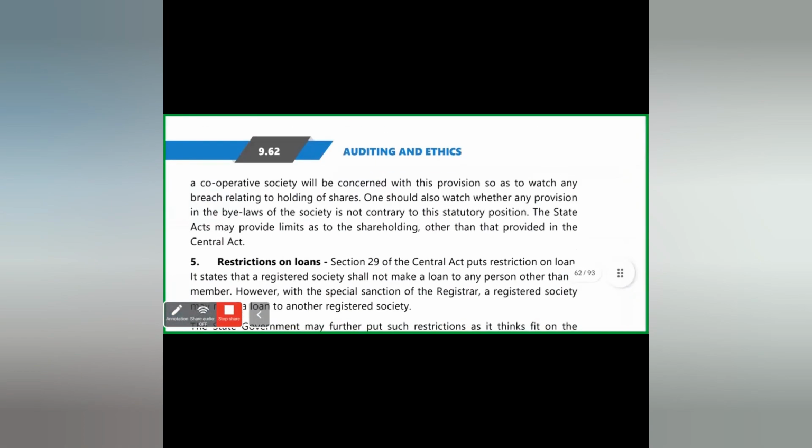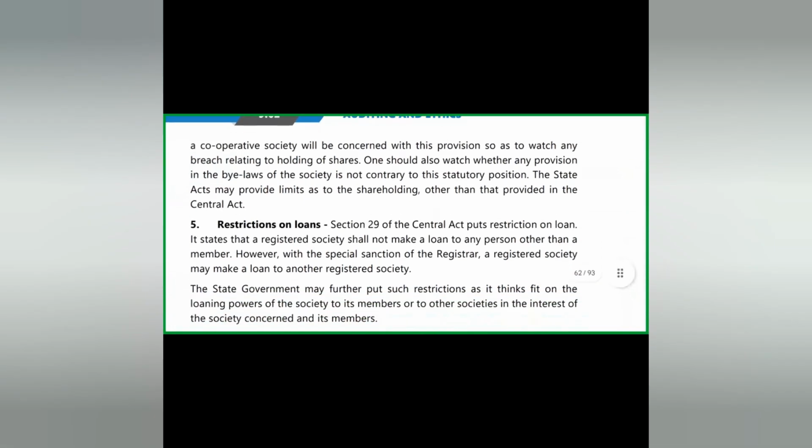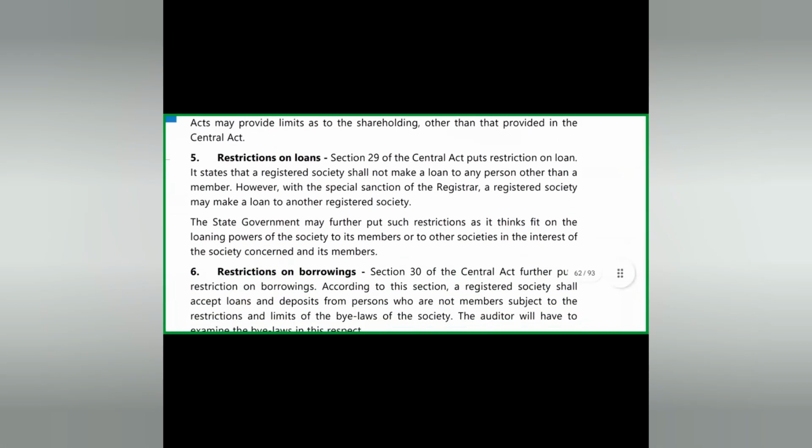So the auditor of the cooperative society will be concerned with this provision so that any provision in the bylaws of the society is not contrary to, contradicting or opposite to this statutory position. Now there are restrictions on loan. Section 29 of the Central Act puts restrictions on loan. It states that a registered society shall not make a loan to any person other than a member.